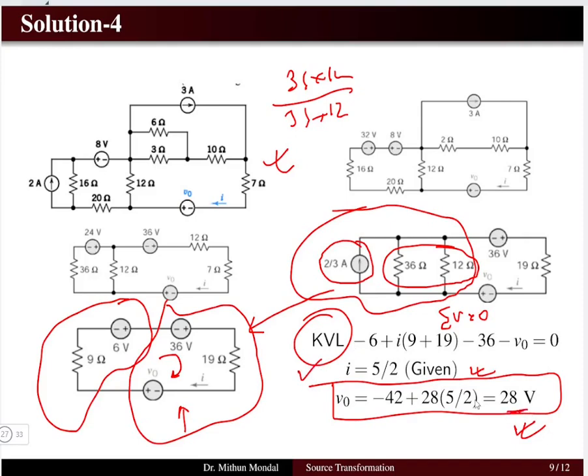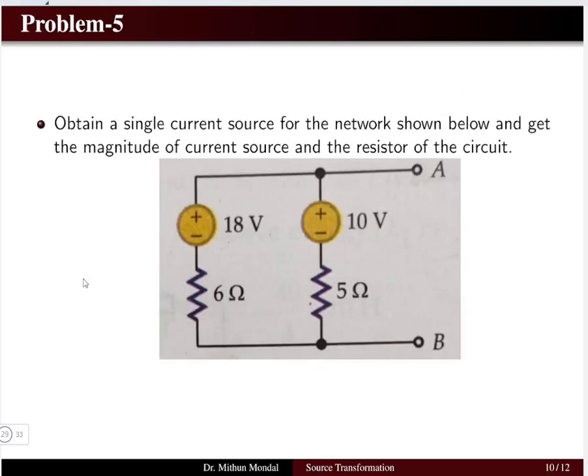So this depends on how you observe the circuit, how efficiently you can observe which part of the network you can reduce into a simpler format to get the final solution. The only thing is that the part where you have to find the unknown variable, you are not going to disturb. So this resistor you are not going to disturb. This is the final problem for today's tutorial.